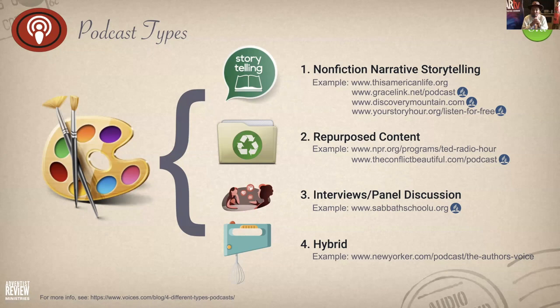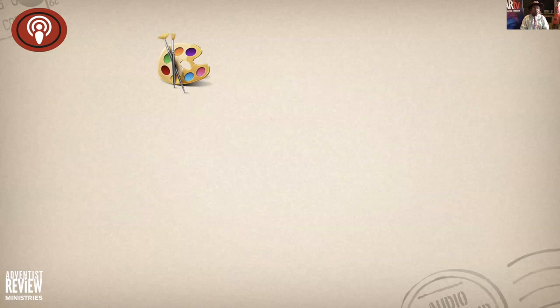And the fourth kind is a hybrid, which is often a mix of all of these first three together. That can start with a monologue or a narrative or a storytelling part, which it then adds into a panel discussion later on. Right, so these are four of the major kinds of podcasts out there. Next, let's look at styles a little bit.